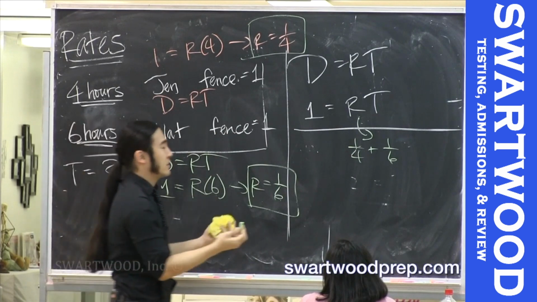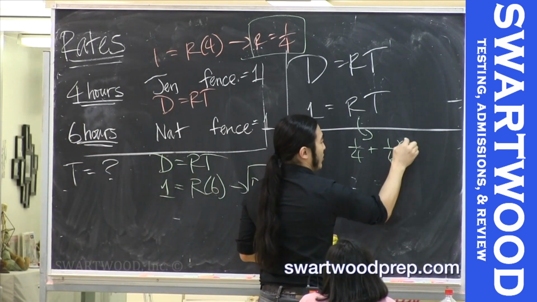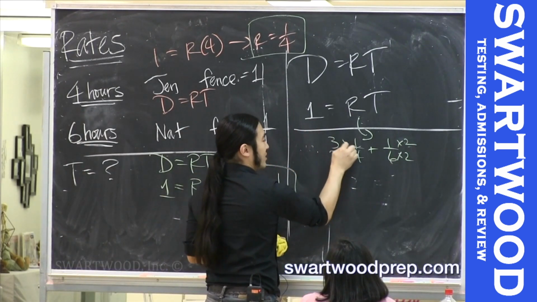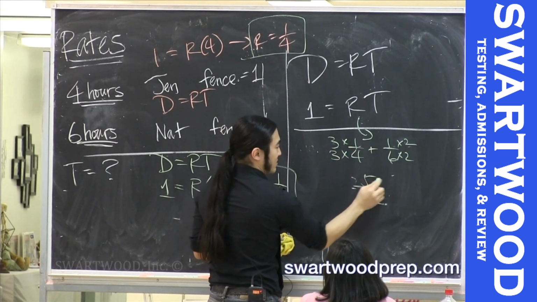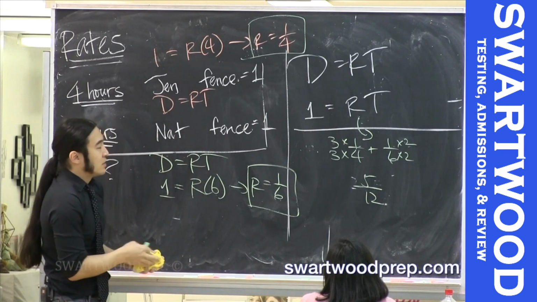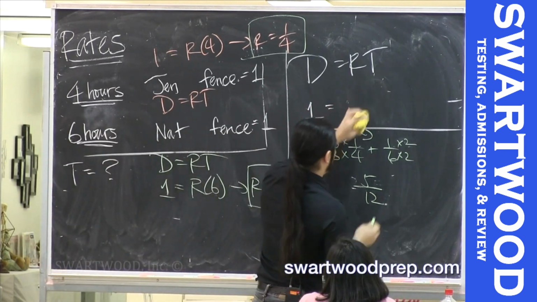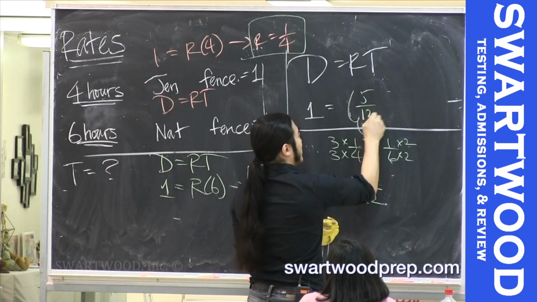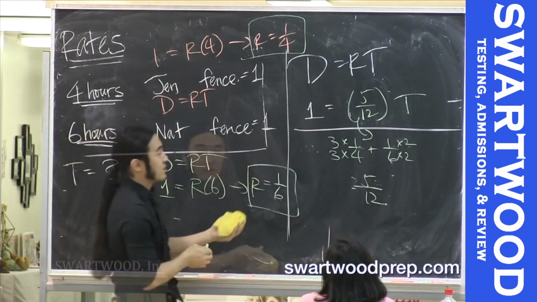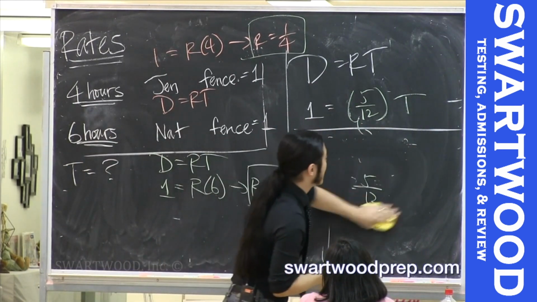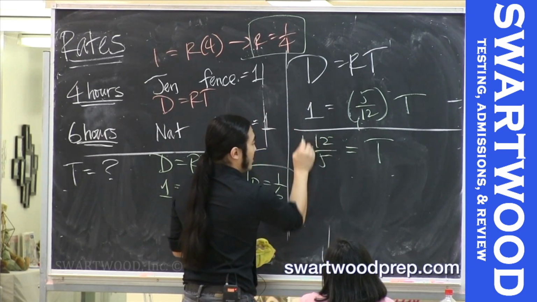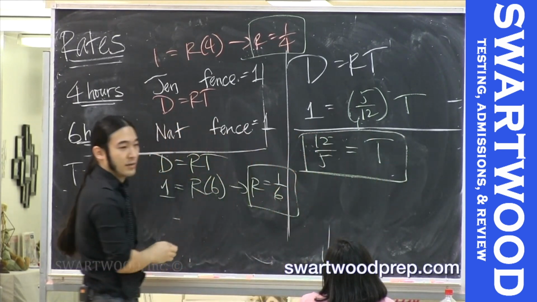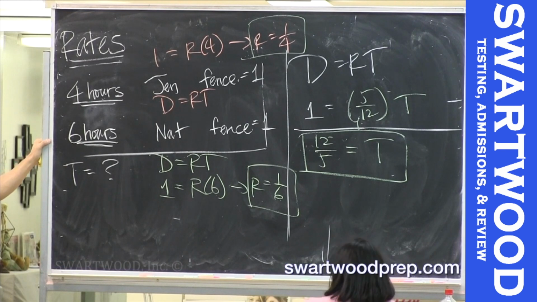Okay. And then, make this work out any way you want. Maybe I'll multiply top and bottom by 2 and 3 to get 12 on bottom. This is 2, this is 3, so I think this is 5. So in this equation, the rate is 5/12. And then the time is going to be really pretty. So the time is going to be 12/5. Okay. That's not so bad, right?